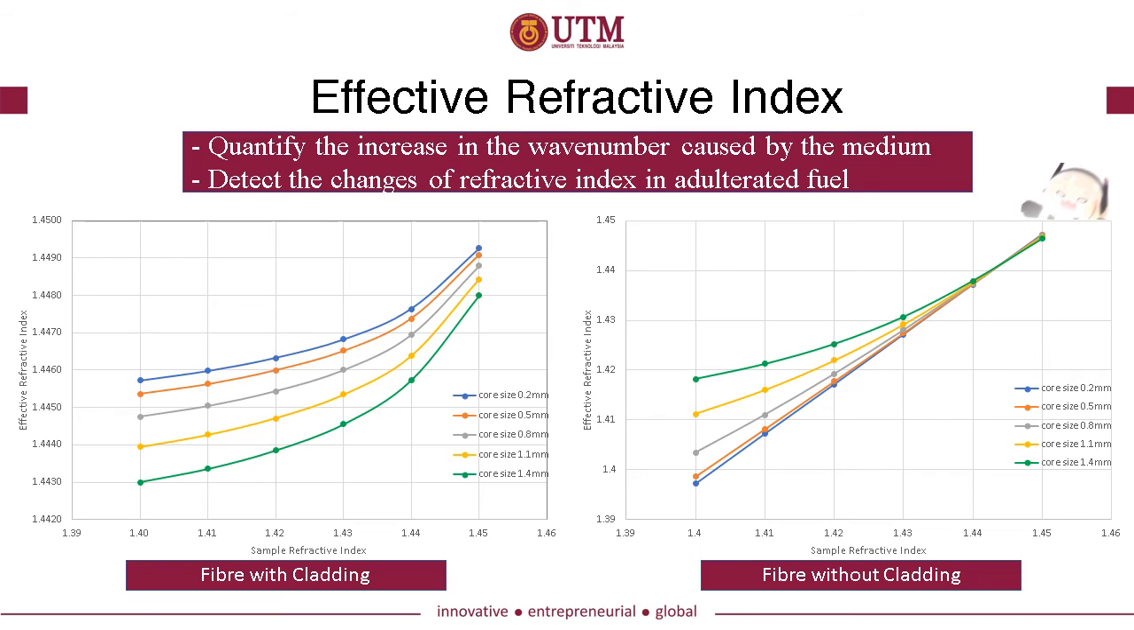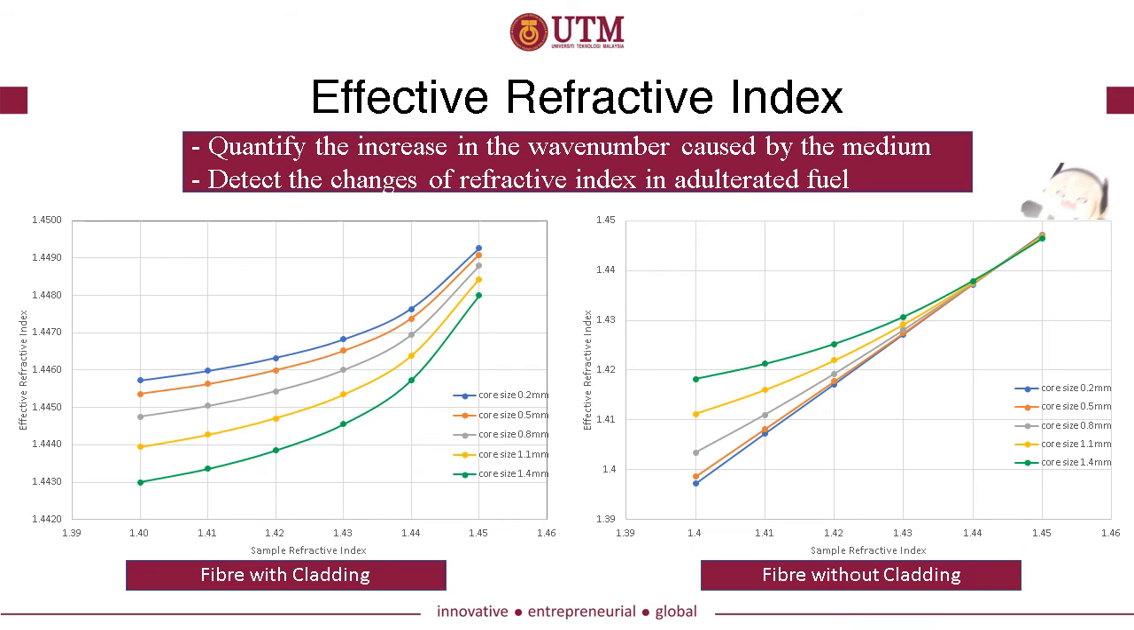So this is another result collected throughout the project. Effective refractive index is used to quantify the increase in the wave number caused by the medium, and in this case, is used to detect the changes of refractive index in adulterated field. Looking at the graph at the left side, the fiber with cladding shows a uniform increment of ERI based on core radius and sample refractive index. We can see the core size of 0.2 mm have higher ERI compared to the core size of 1.4 mm.